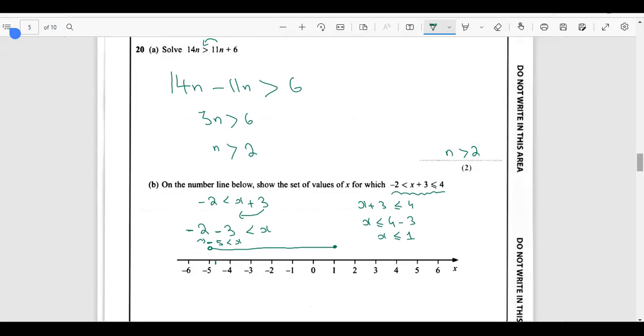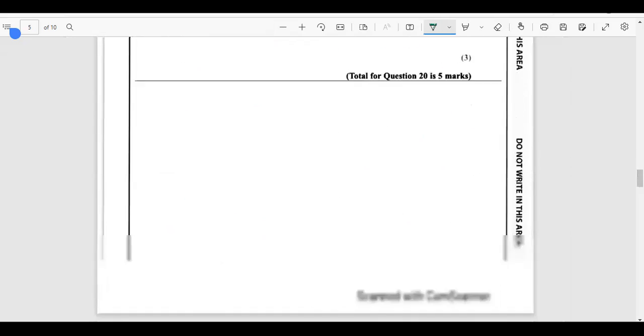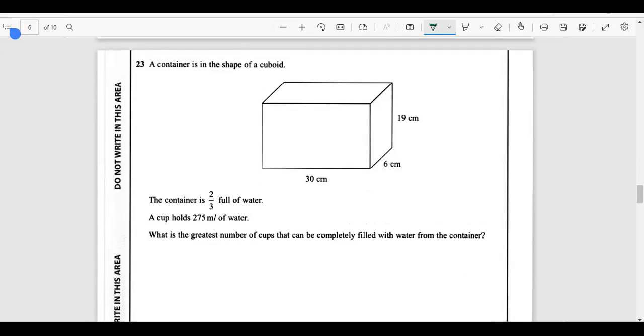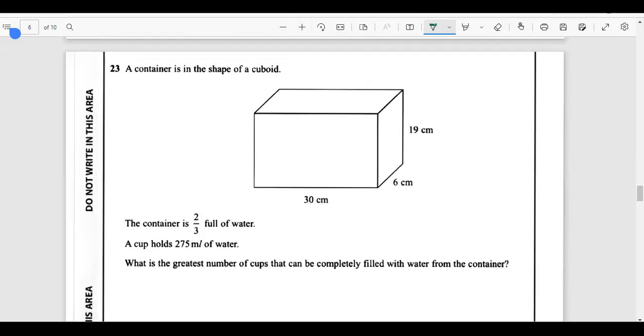No. Okay, let's talk about this question. It says a container is in the shape of a cuboid. The container is 2/3 full of water. A cup holds 275 ml of water. What is the greatest number of cups that can be completely filled with water from the container? I would want you to think about it first and then I'll solve it.